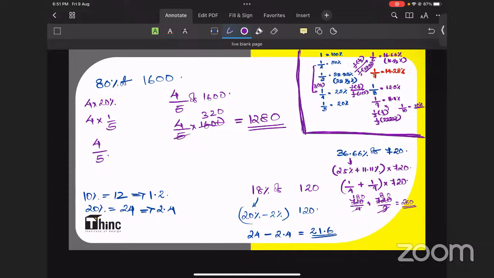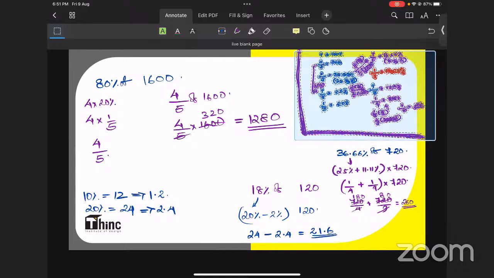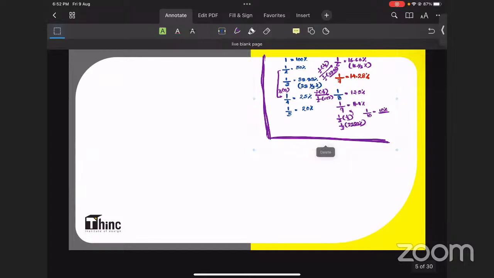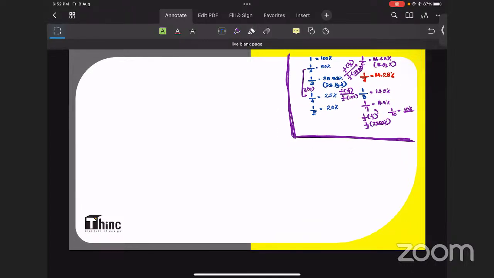Similarly, we can use this particular table to solve the questions. Plenty of questions we can solve using this. One more question we can try, like 83.33%.